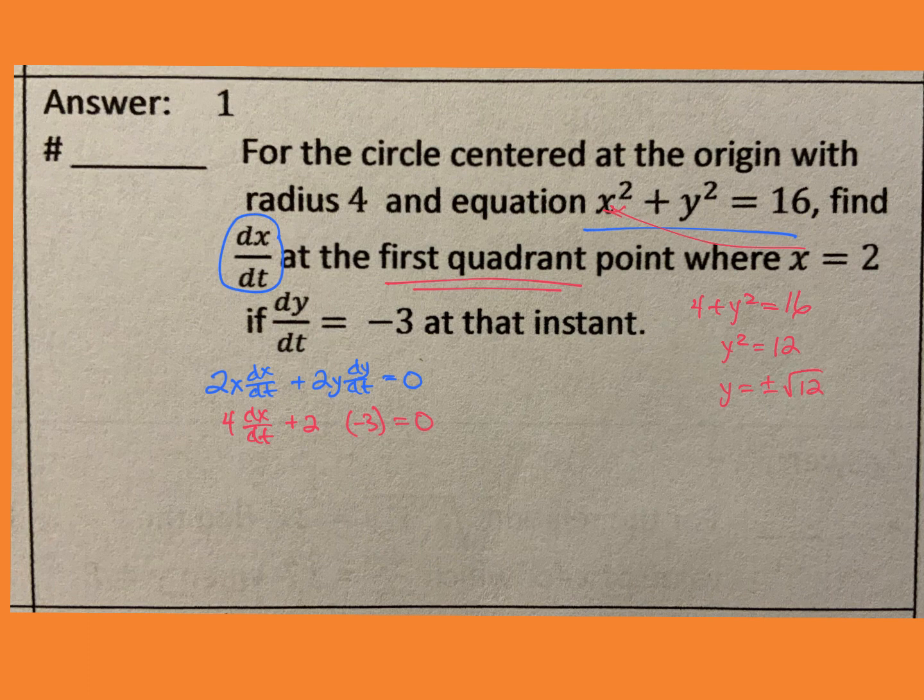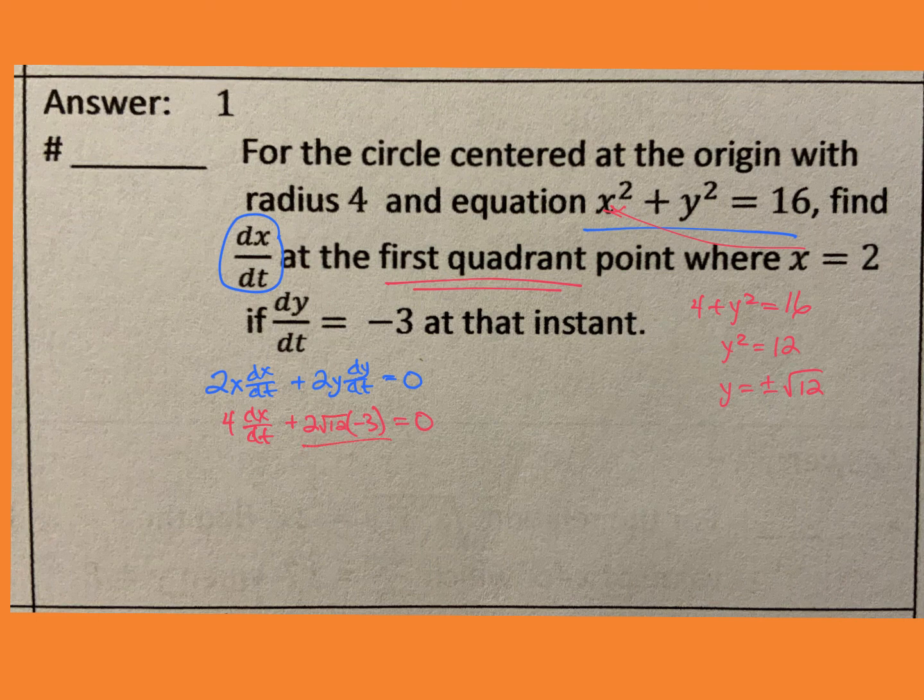Now, which one do we want? We want the positive square root 12. However, x can equal 2 and y could equal negative square root 12 in which quadrant? The fourth. If they said fourth quadrant, guess which one I'd go with? Negative square root 12. Did you catch that? All right. So we're in the first quadrant, so we're going with square root 12. So now I have square root 12 there. And so now we're just going to manipulate.